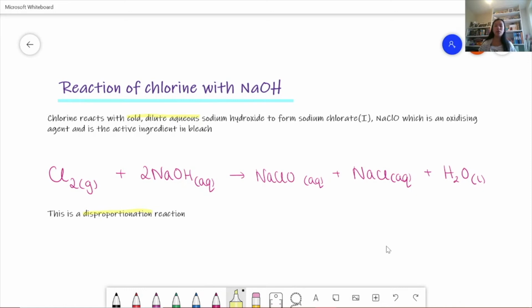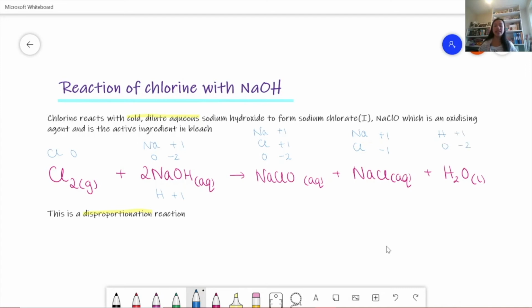So again, if we work out all the oxidation numbers, for chlorine here we have 0, and then for sodium we have plus 1, and then for oxygen we have -2, for hydrogen we have plus 1. Then for sodium, chlorine, and oxygen: sodium will be +1, oxygen is -2, and so chlorine must be +1. And then we have sodium and chlorine, so we have +1 and -1, and then hydrogen and oxygen would be +1 and -2.